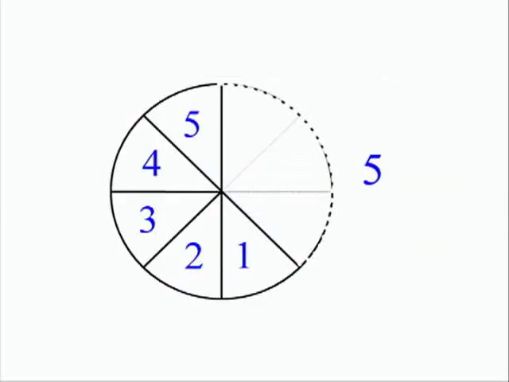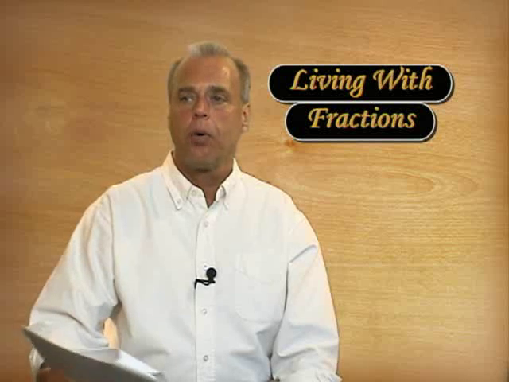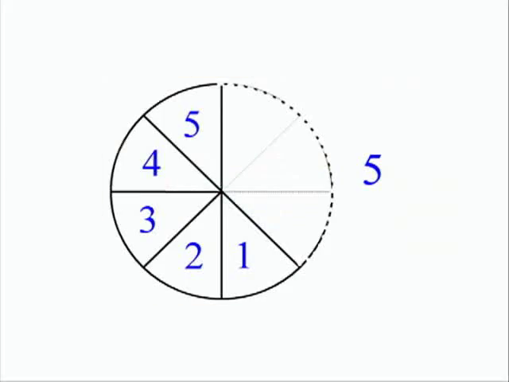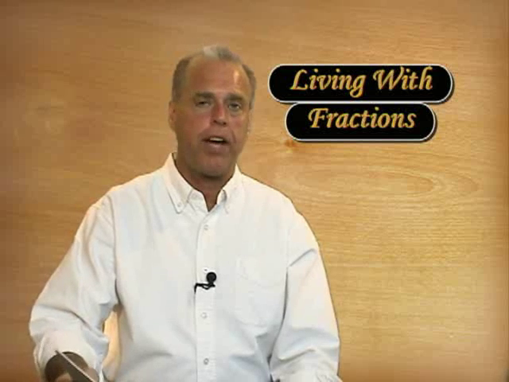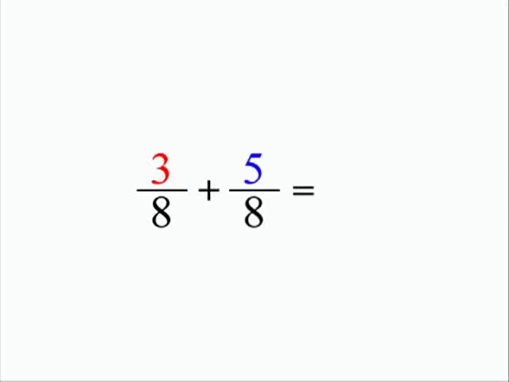Okay, how many pieces are left? 5 pieces are left. So what fraction of the total pizza is left? 5 pieces out of 8 pieces are 5/8. And if you add the fraction I've eaten to the fraction that's left, 3/8 to 5/8, you get 8/8, which equals 1 whole pizza.